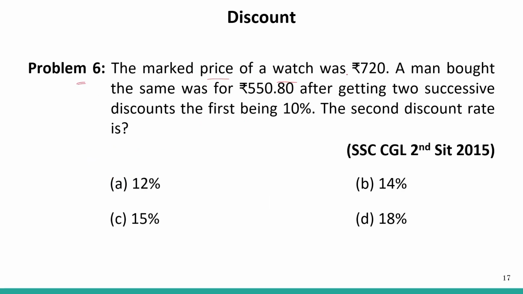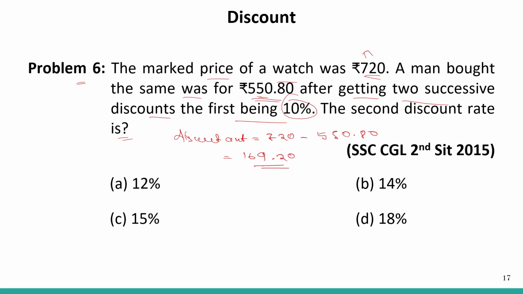The mark price of a watch is 720 rupees. A man bought the same for 550.80 after getting two successive discounts, the first being 10%. What is the second discount rate? It tells us that the mark price of the watch was this much amount and a man bought the same for this much amount. So the discount amount is equal to 720 minus 550.80, right? So it will be 169.20. So this much is the discount amount.